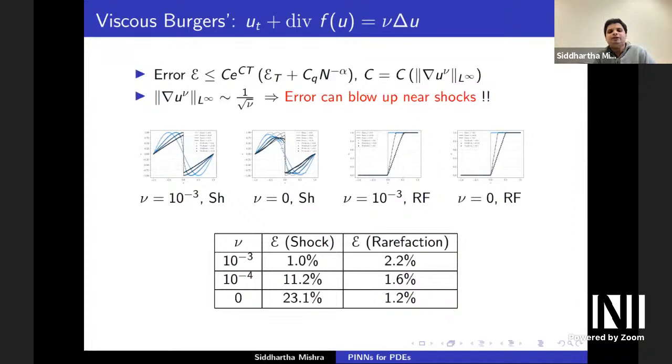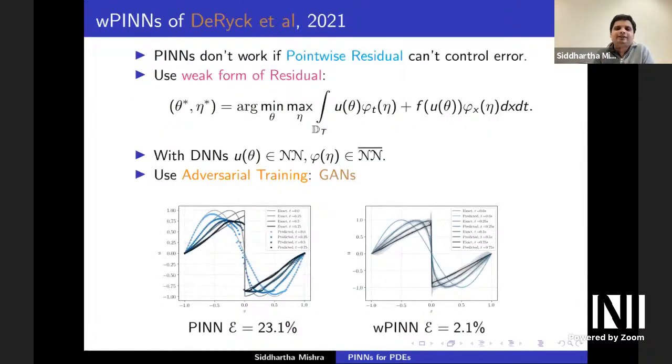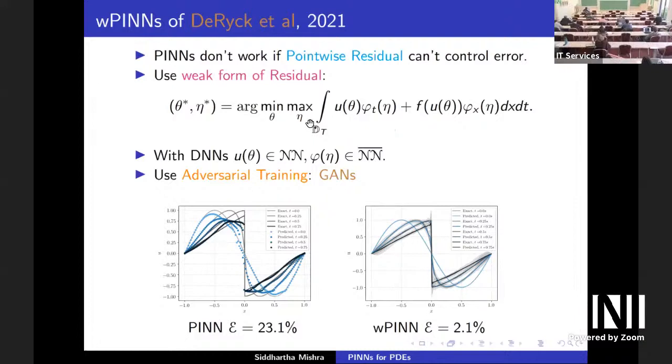So there are places where it doesn't work, and this is exactly related to singularities, and when you don't have sufficient regularity to evaluate pointwise residuals. In that case, you can use a weak formulation for the residuals. There are various different weak formulations. The one that I like personally is where both the neural network as well as the test function are going to be neural networks. So in that case, you have maximizing over the test function, minimizing over the neural network. So you have an adversarial training like you have for GANs.